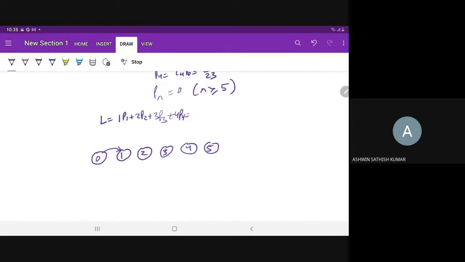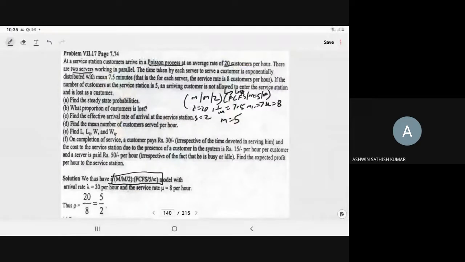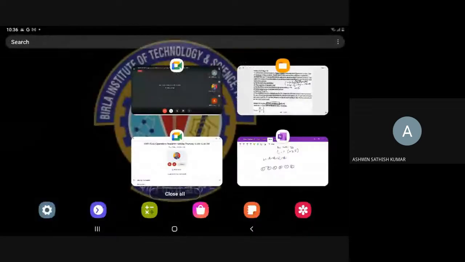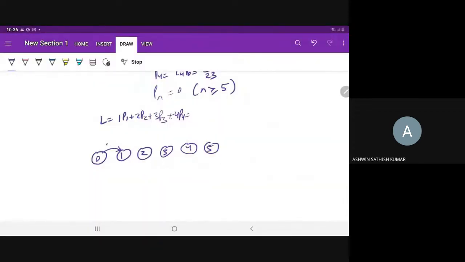Arrival, here the arrival rate is given to you as lambda is equal to 20. So here we have lambda is equal to 20, 20, 20, 20, and here we have 20. Now we have the two servers. So when we have one customer, it provides the service with the rate 8 only.